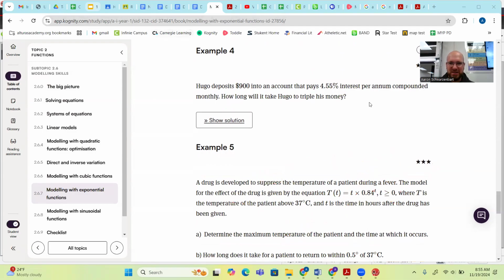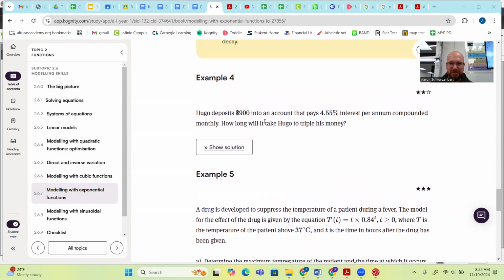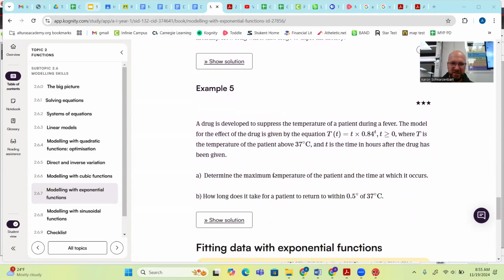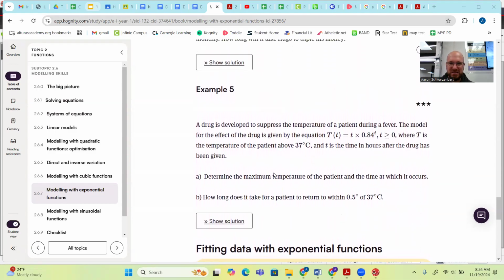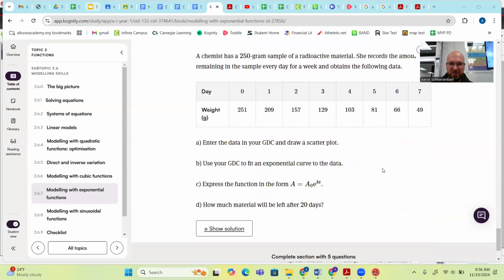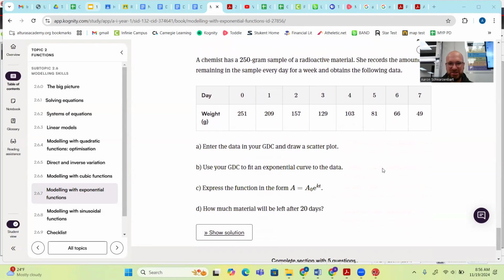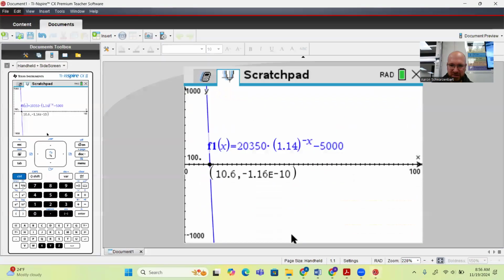Example 4 says to triple his money. This is back to example 1. You just do the same thing we did for 3,500, but with 2,700, tripling his money. Same ideas. Fitting a model, you just choose exponential. I believe exponential usually does have it as e to the kt. Let me look for sure. There might be a couple options here.